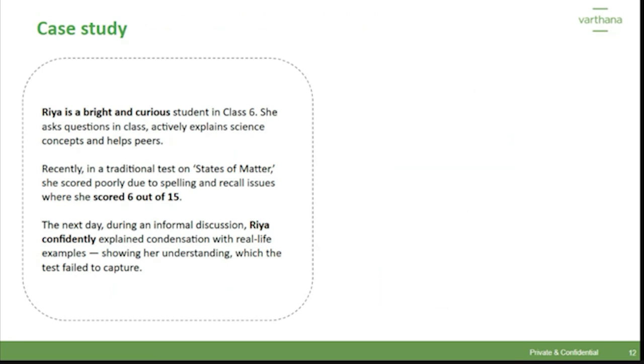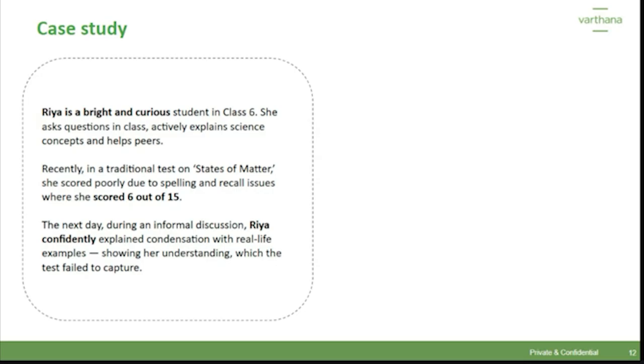In this case, Ria is a bright and curious student in class 6. She asks great questions in class, helps her peers during group experiments, and can clearly explain scientific ideas in her own words. Recently, the class studied states of matter. When the unit ended, the teacher gave a traditional written test with fill in the blanks, definitions, and one word answers. Ria scored 6 out of 15.